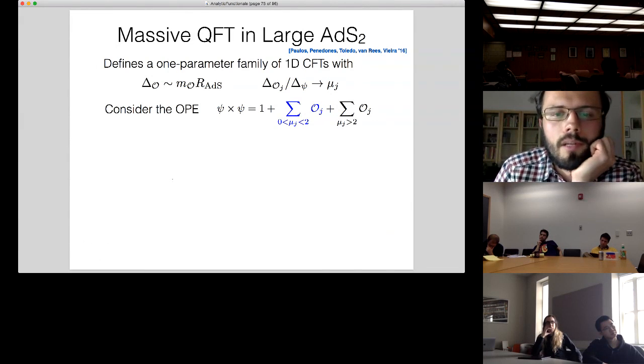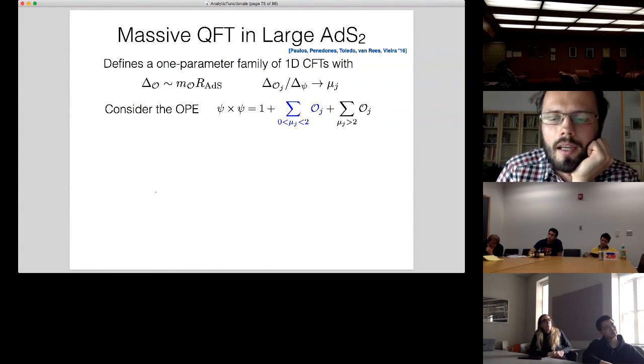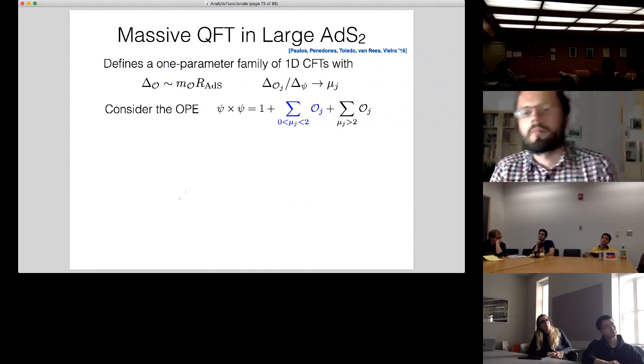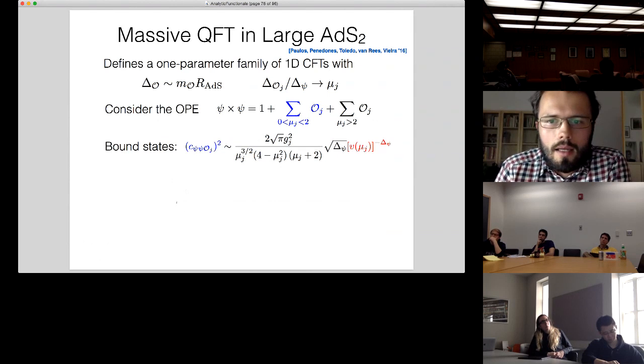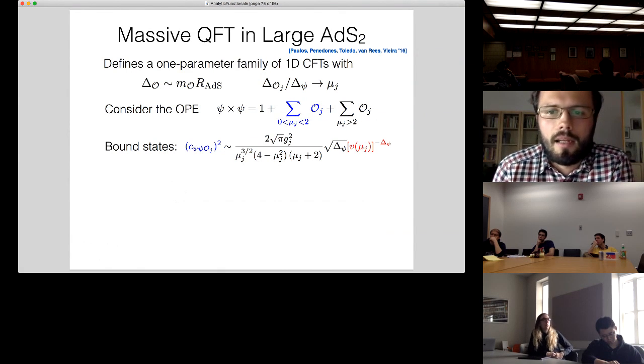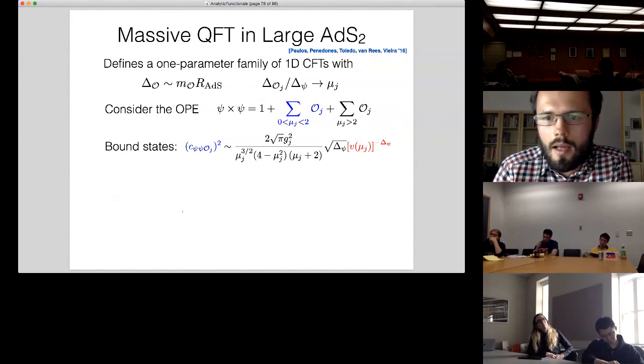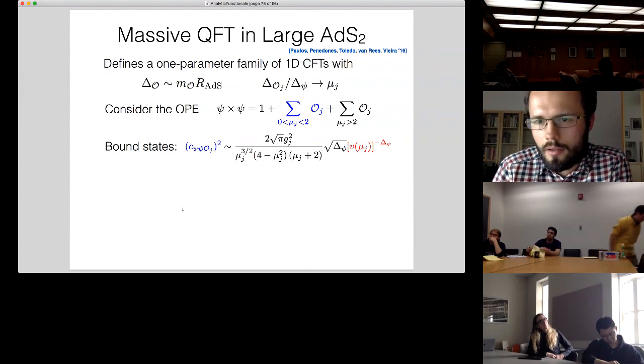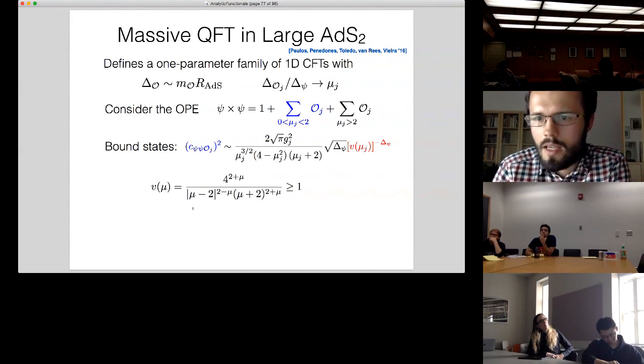Now let's consider the OPE of the primary operators psi corresponding to the lightest particle of the theory. It will contain identity, and then it will contain two other kinds of contributions. There are the bound states shown in blue, with invariant mass between 0 and 2, and then there are the two particle states, which are those operators for whom mu is greater than 2. Now, one finds that the flat space physics governs the leading order at large delta psi of the CFT data. So, for example, the OPE coefficient of the bound state is proportional to the residue of the S matrix, which is upstairs, g j squared. But most importantly, we find there is an exponential factor, the last factor shown in red. So it's V of mu j to the minus delta psi.